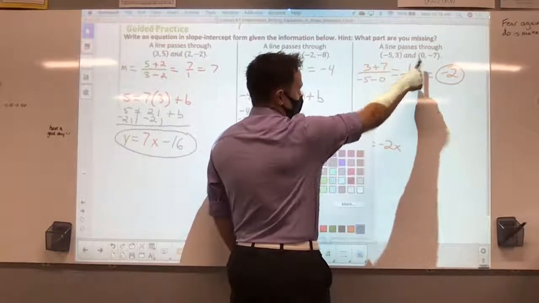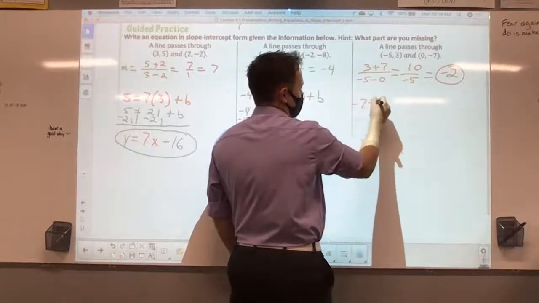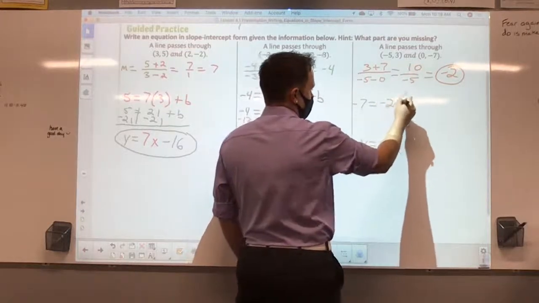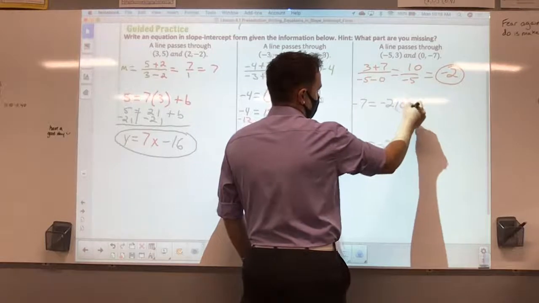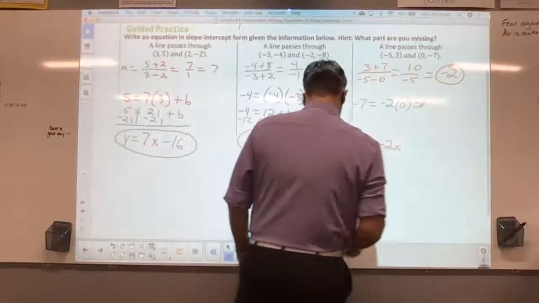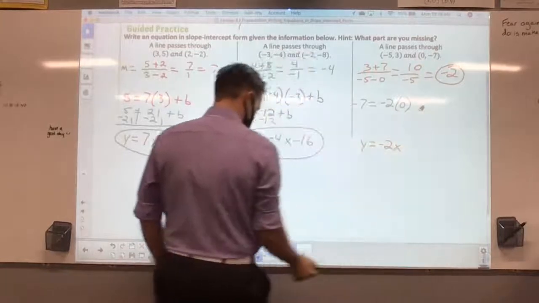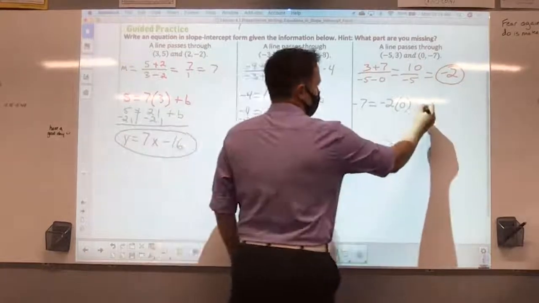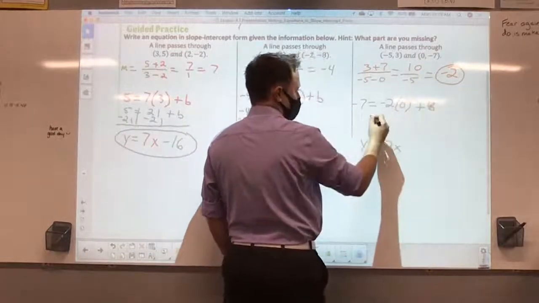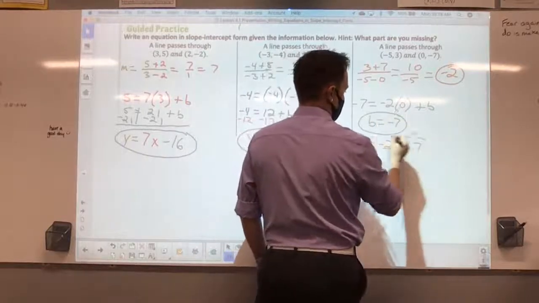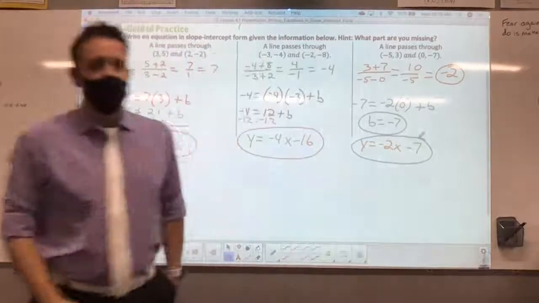So ladies and gentlemen, when you plug this in, it'd be negative 7 equals y. And then you do your x. Whoops, not equal, sorry. Plus b, right? These cancel out, so what does my b equal? So that's the easy one, right?